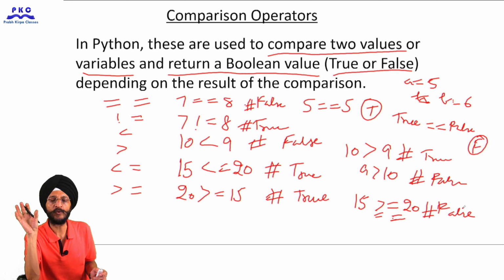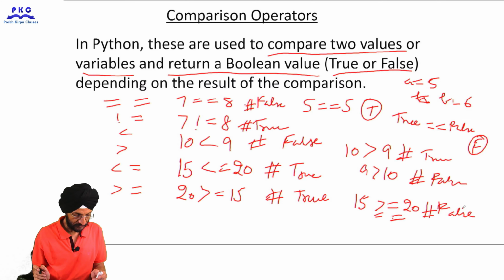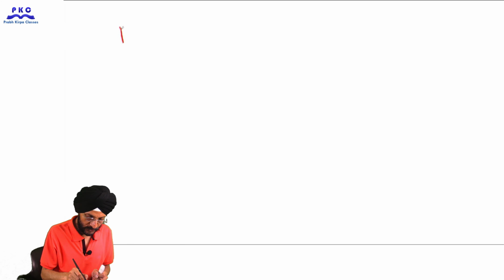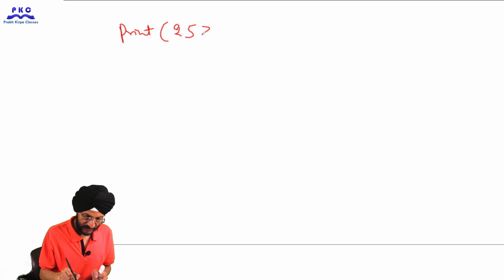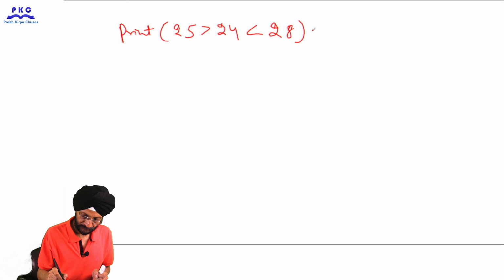And in this course we will be using a code editor which is VS Code. So now we do some more examples. If we use the print function and write 25 is greater than 24 is less than 28, what will be the output?